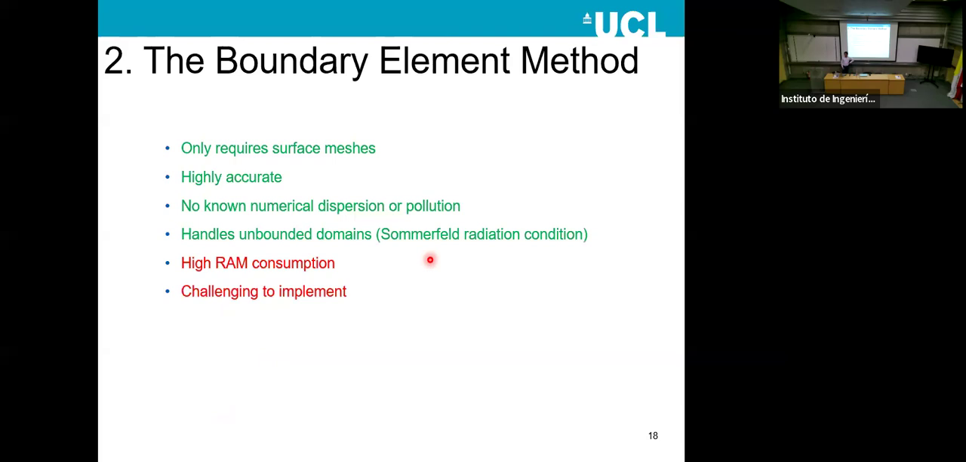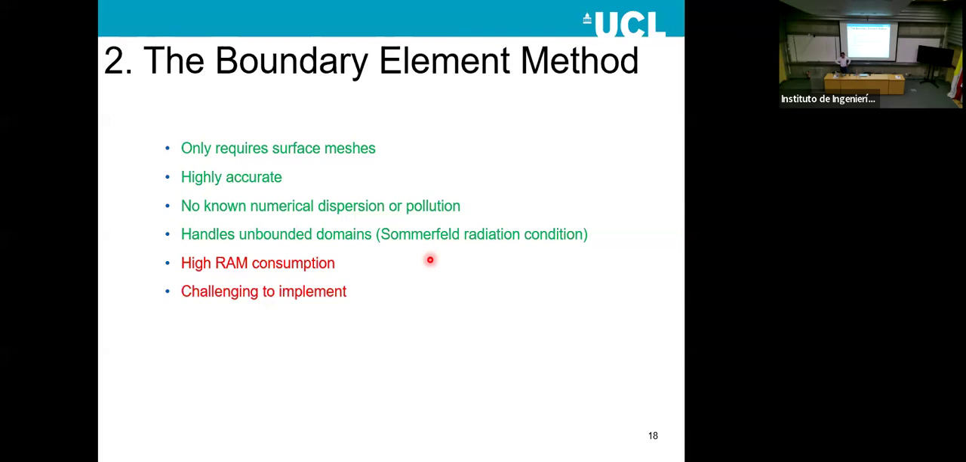So the boundary element method is also known to be highly accurate with no known numerical dispersion or pollution. And it handles unbounded domains quite easily by virtue of the Rayleigh-Sommerfeld radiation condition at infinity. In other methods, you generally have to use perfectly matched layers, which work, but they tend to work only for normal incidence, and you can run into some problems with them.